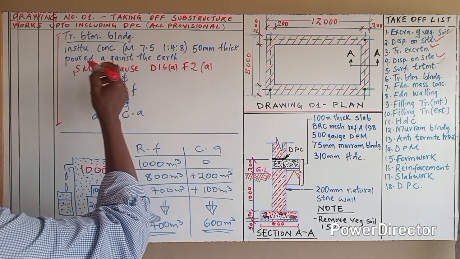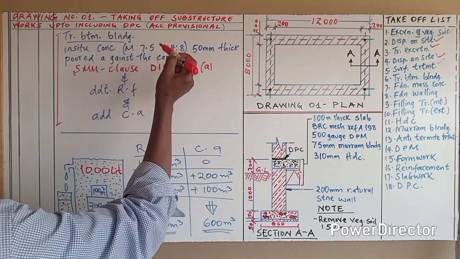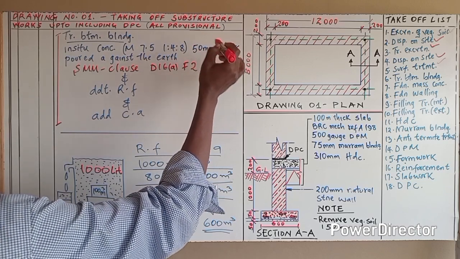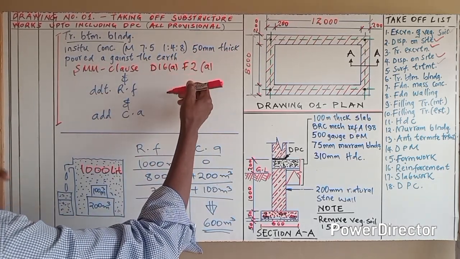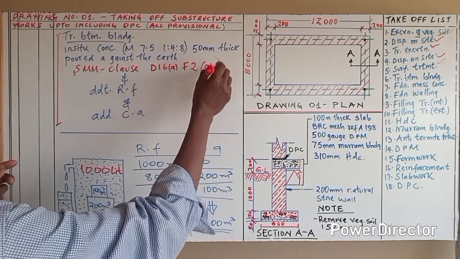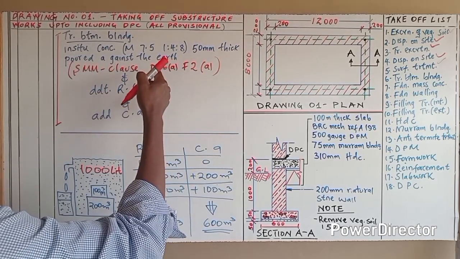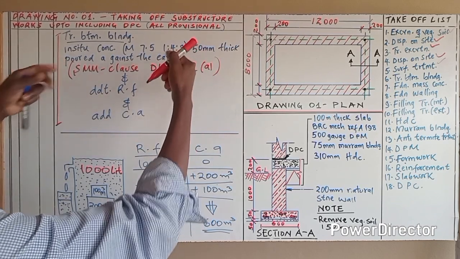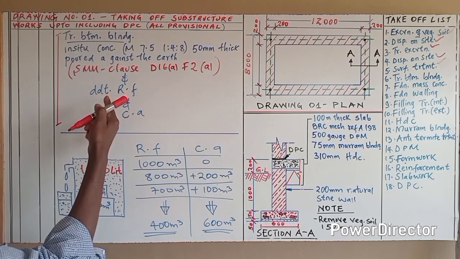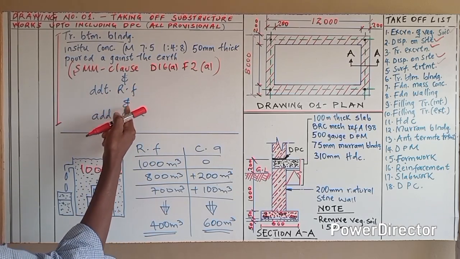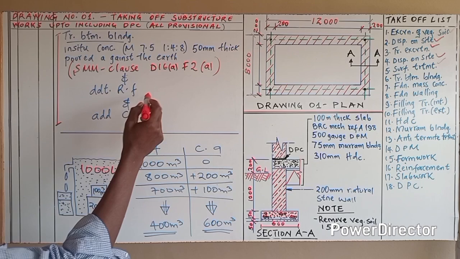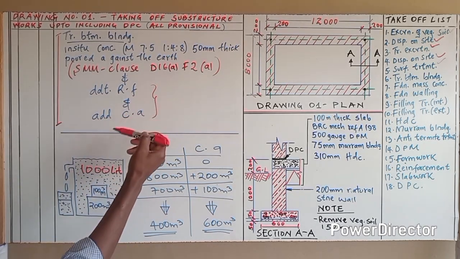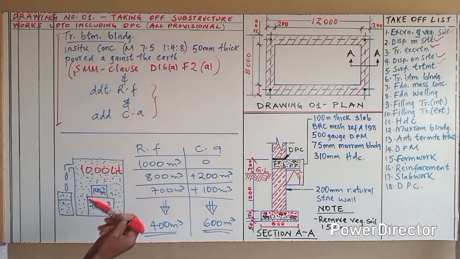So we are going to do that with in situ concrete M7.5 in the ratio of 1:4:8, and it is going to be 50 millimeters thick, poured against the earth. So if you read this SMM, D16A and F2A will explain how blinding is done, and deduct ram and fill and add a cutaway. And because we are going to use these two terms more often, let me explain these two terms, ram and fill and cutaway.